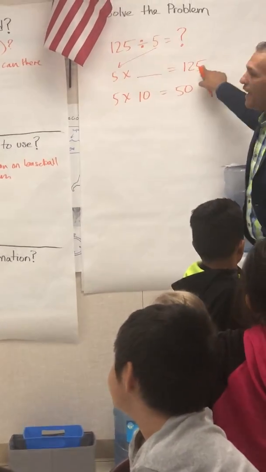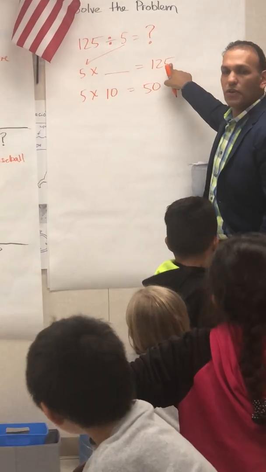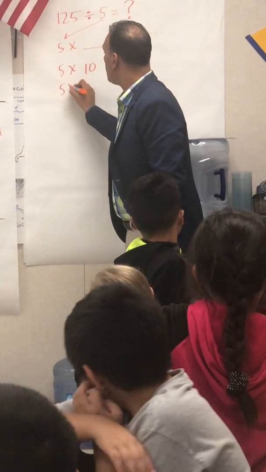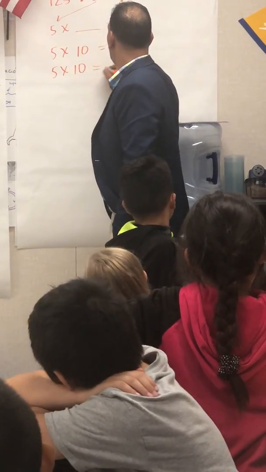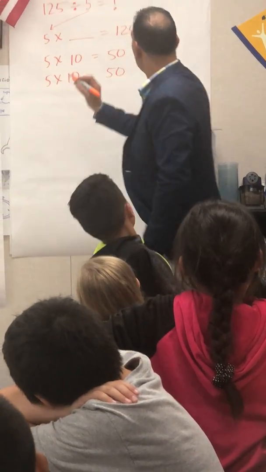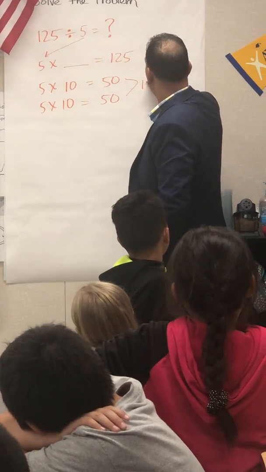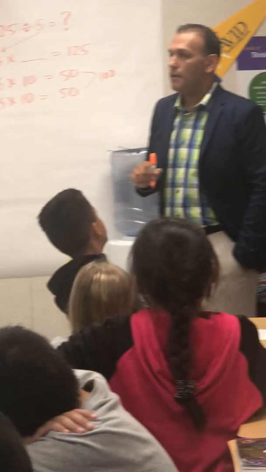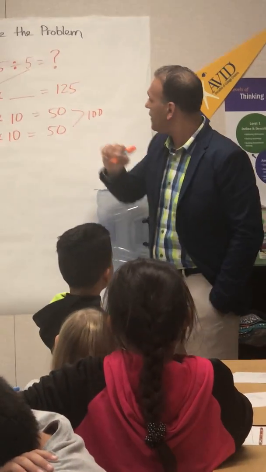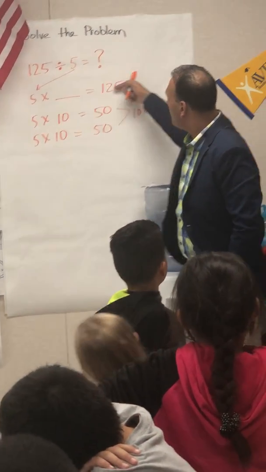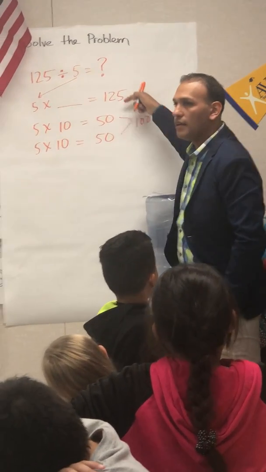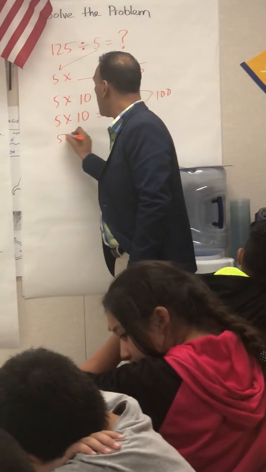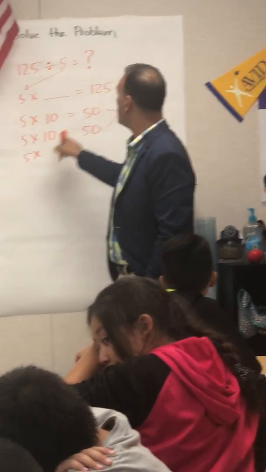Is that 125 yet? No. So I think I need to multiply some more. I'm going to do it again. 5 times 10 equals another 50. So now I know 50 and 50 gives me 100. I'm still not at 125. But Mr. Chavez is thinking I'm still off by about 25, right? Does that make sense? So now I'm going to do 5 times another number that is going to give me 25.